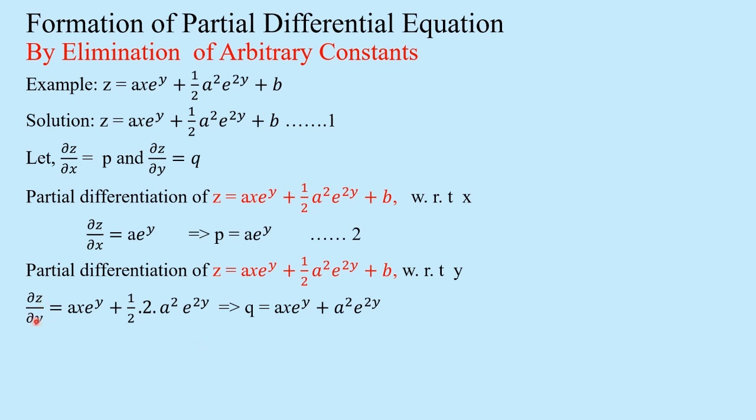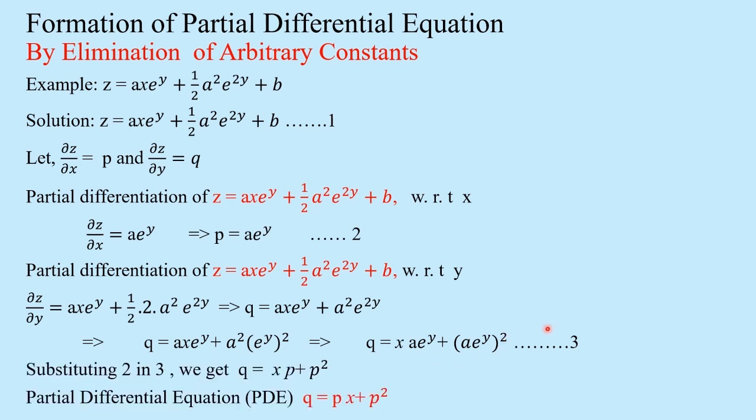So finally, dou z by dou y is q. So q is equal to this term, and here this 2 and this 2 get cancelled. We get a square e to the power 2y. This can be written as e to the power y whole square, and then here a square is there, this square is there. So altogether we can write it like this also. So x a into e to the power y plus this one, a e to the power y whole square.